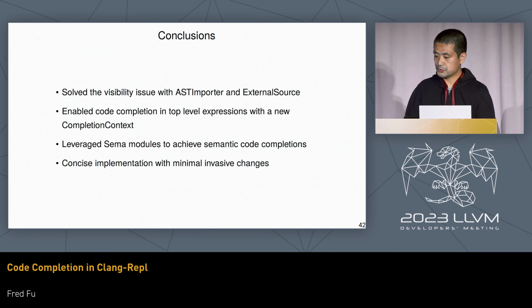To sum up, we solved the visibility issue with some existing structures like AST importer and external source. We also enabled code completion in top-level expressions by adding a new completion context kind. Finally, we leverage semantic modules to achieve semantic code completion, and we are able to pull all this off with a very concise implementation that contains minimal invasive changes.